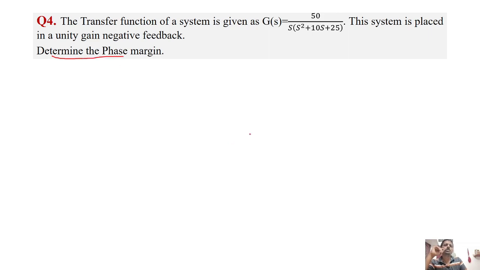What we'll need to do: we know the equation for theta, right? So we just need to find theta and the phase margin. Phase margin is equal to theta minus 180. So we just need to find theta. How to find theta? We already calculated the value of the angle: theta equals minus 90 minus 2 tan inverse of omega by 5. This is the angle.